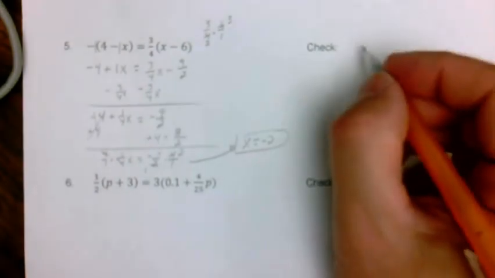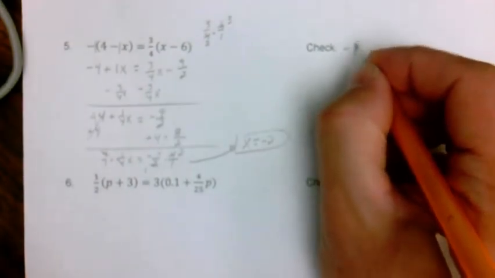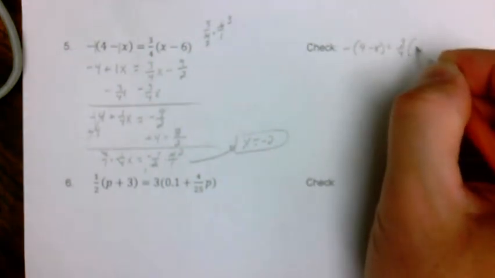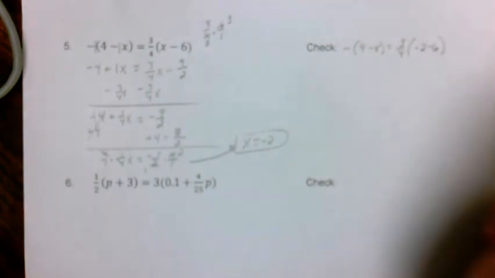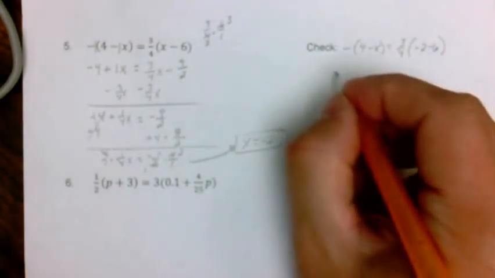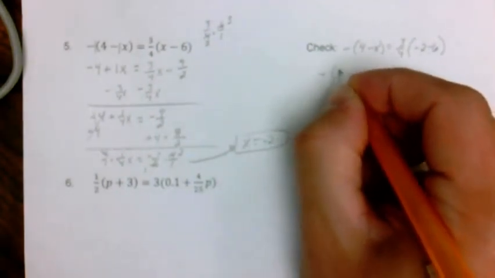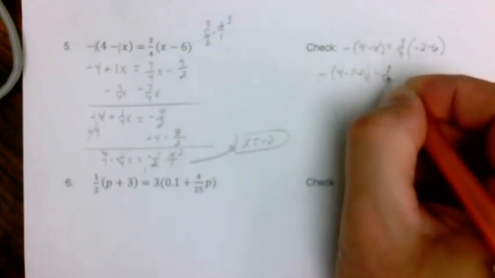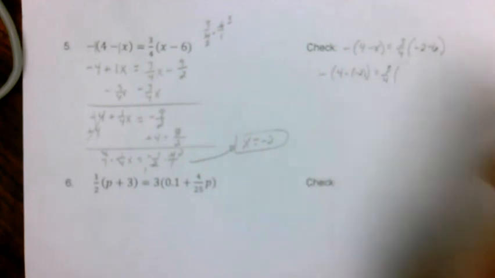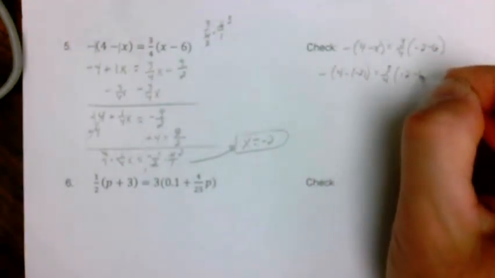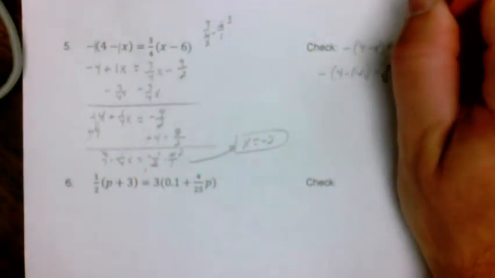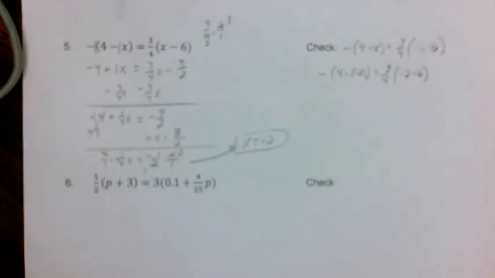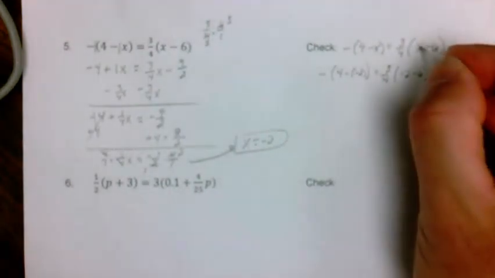We'll make sure with the check. Rewrite the equation: negative, in parentheses, 4 minus x equals 3/4 times, in parentheses, x minus 6. Replace x with -2. So we're going to have negative, and then in parentheses 4 minus -2 equals 3/4 times in parentheses -2 minus 6. I made that x a -2 already. That should have stayed as an x for right now, x minus 6, which then x becomes -2.